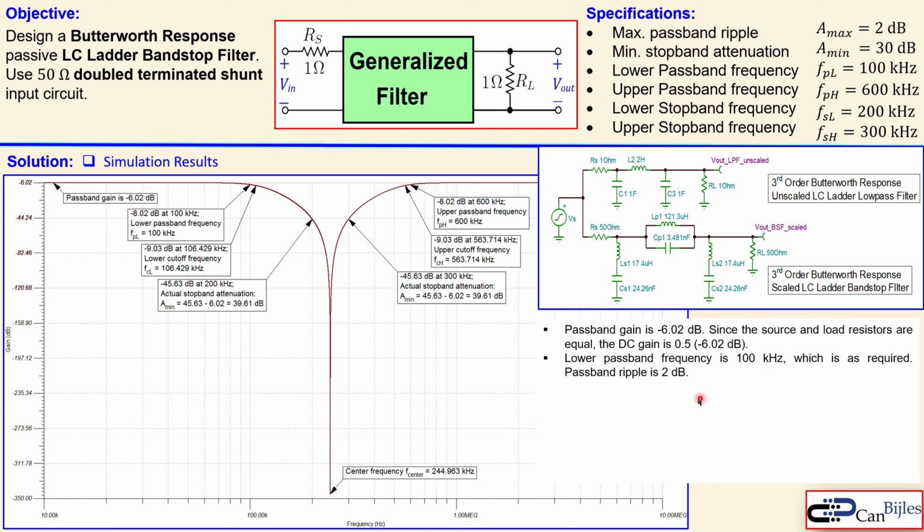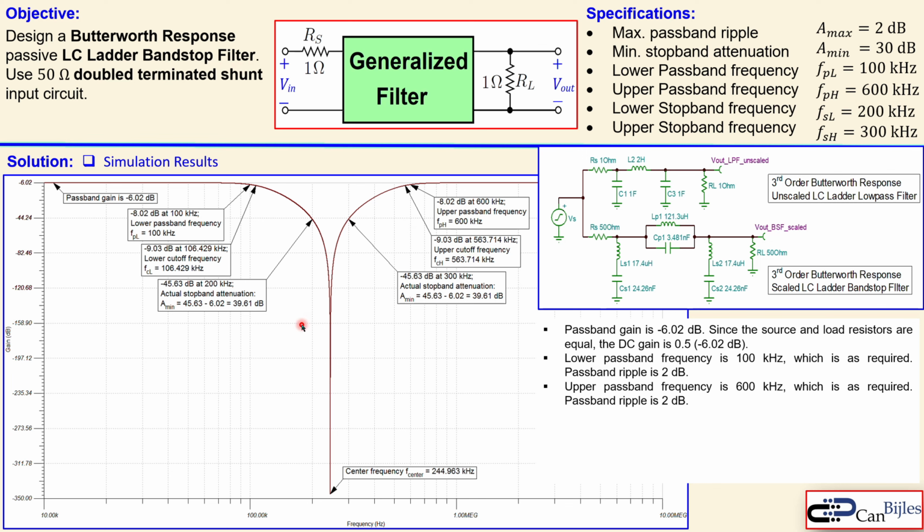That's correct. The lower passband frequency is 100 kHz, which is as required, because we also want a ripple of 2 dB. Let's check that. If you go to 100 kHz, which is here, this label, you get a gain of minus 8.02 dB, which is 2 dB down, looking from this flat line. So that's as required. And the upper passband frequency is here, at 600 kilohertz. That is also minus 8.02 dB, or again 2 dB down as required. So we actually have exactly the same ripple on the left and right hand side, and the frequencies are also correct as required.